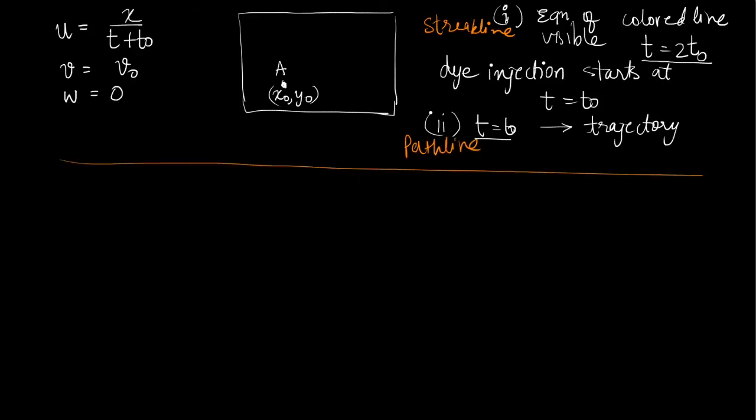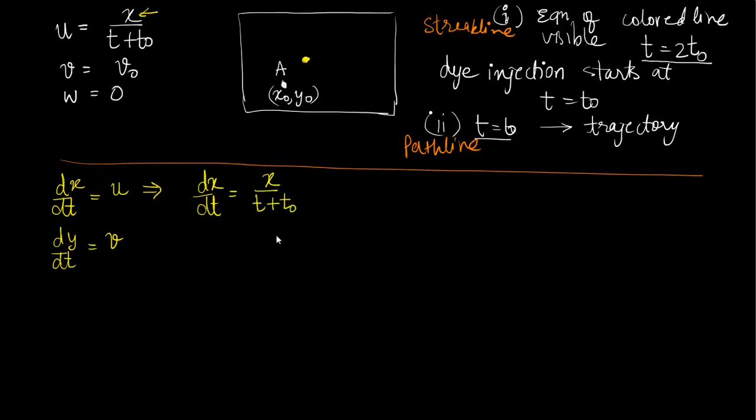Okay, so let's do it. Let us write down first the trajectory equation, that is dx/dt equal to u and dy/dt equal to v. If a particle is at a certain point, it will sample this particular velocity. So dx/dt will be equal to x upon t plus t naught.